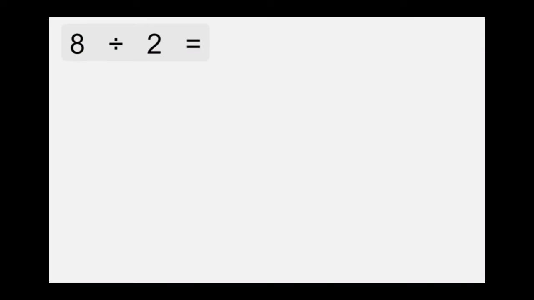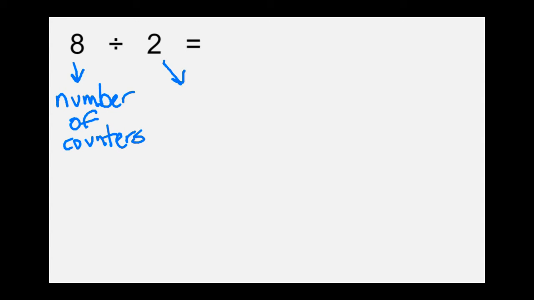So now let's talk about how we are going to use counters in division of integers. Here we're going to start with the first one. We have 8 divided by 2. Our very first number, 8, will tell us the number of counters we are going to use. And 2 is going to tell us the number of groups.